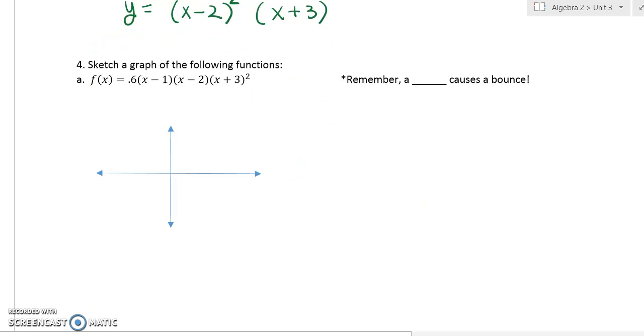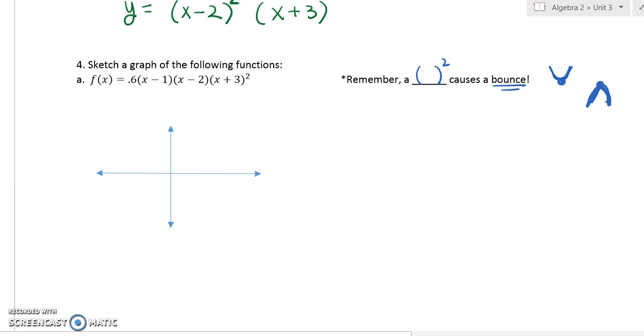In example 4, it says sketch a graph of the following function. So we're just going to sketch it, and the goal is to do it without a calculator. So we have the following zeros. Oh, by the way, remember that if I have something squared, it causes a bounce, which means that at that point, I'm either going to look like a U or an upside down U, depending on which direction you're coming from.